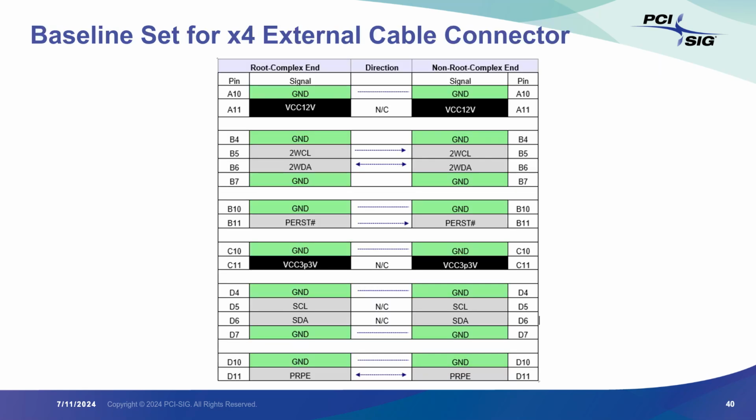This is an example of that baseline set for the by-4 external cable connector and assembly, including power signals here. There's a 12-volt supply to enable some of the active circuitry that may go into supporting active or optical cables in the future, as well as a 3.3 volt for that EEPROM interface that may control some of the advertisement features for compatibility with other platforms and cable assemblies.